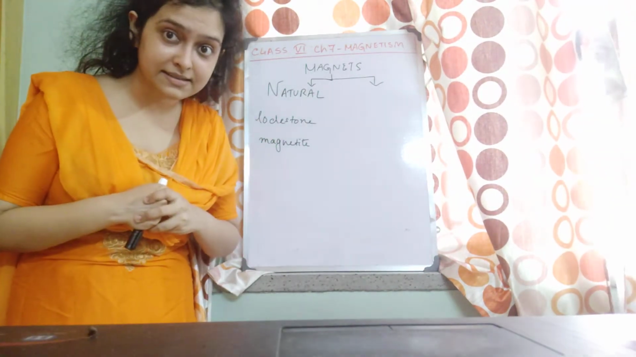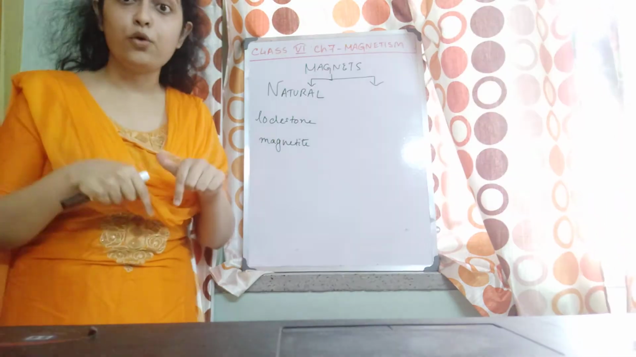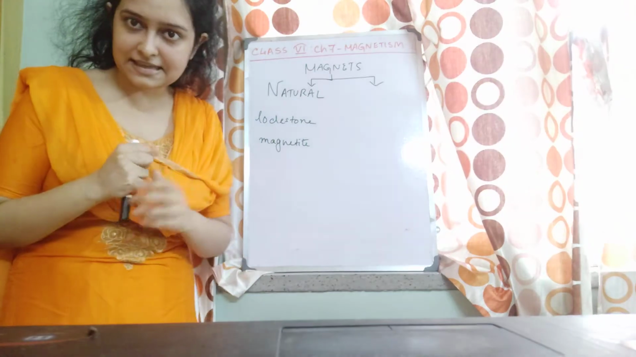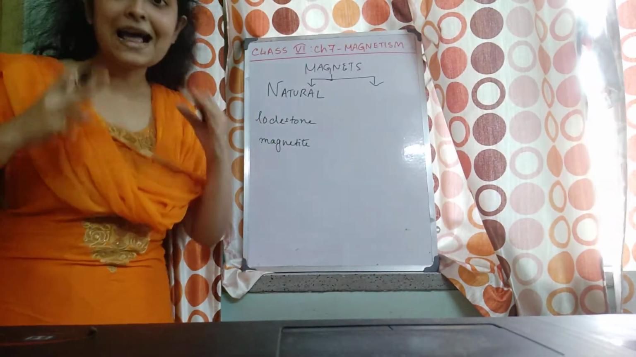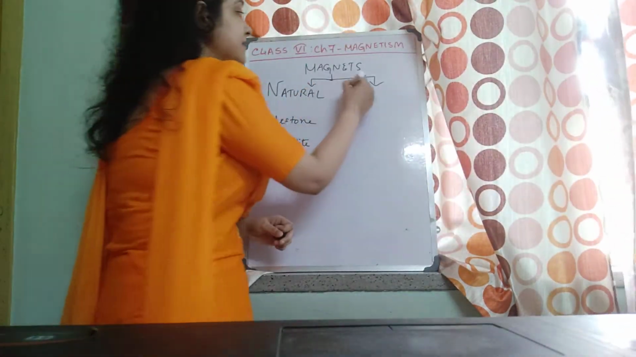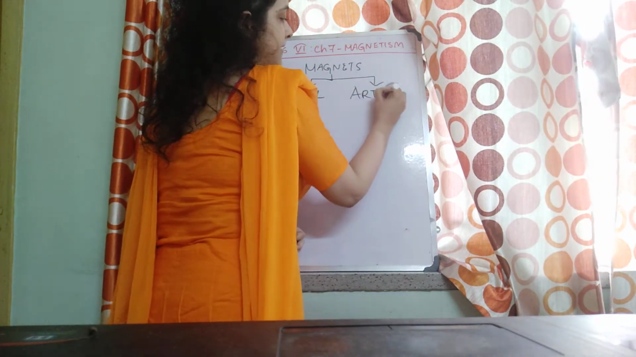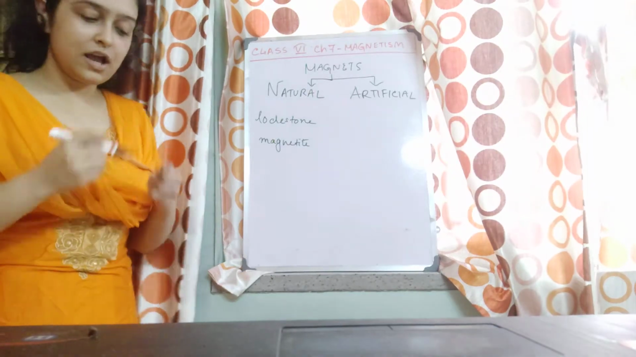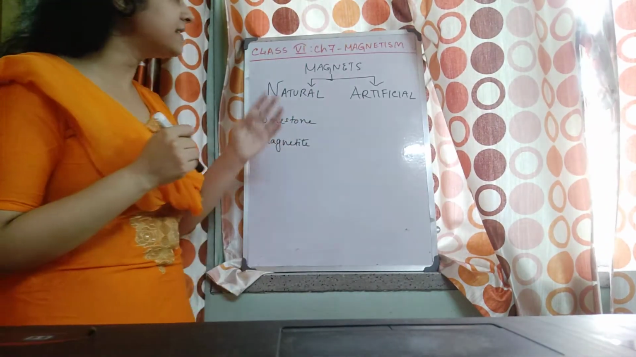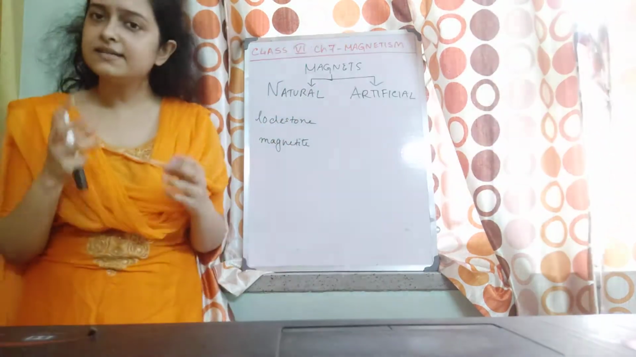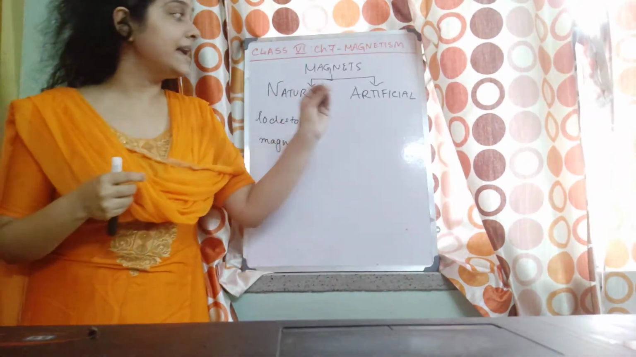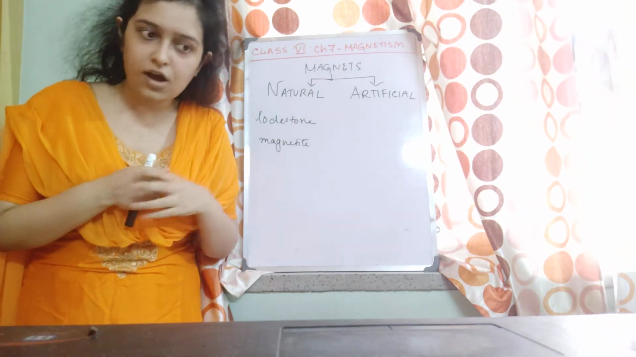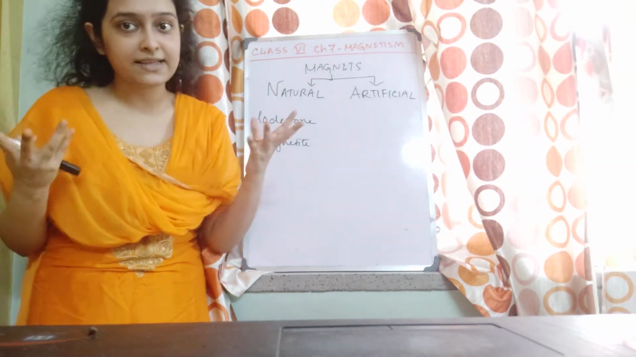But long ago it was found that apart from the natural magnets, we can also make magnets from magnetic substances. So when we are making the magnets out of the magnetic substances, that means the man-made magnets, they are known as artificial magnets. What is the advantage of making these artificial magnets?